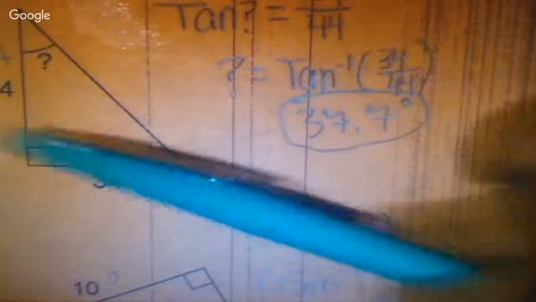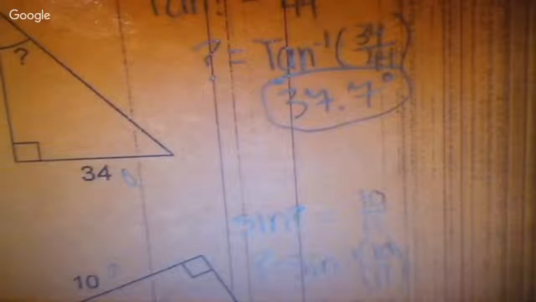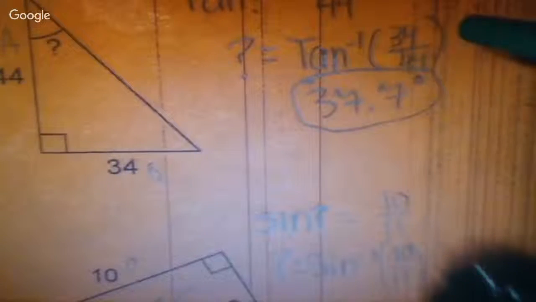Okay, so I got opposite, 10, I'm sorry, because this is the adjacent and this is the opposite. And then you don't have a hypotenuse. So I wrote 10. So 34 goes on the top because O comes before A. Good. And then 44 goes on the bottom because it comes last. And then I put question mark equals tan negative 1 of 34 over 44. And then I got 37.7.